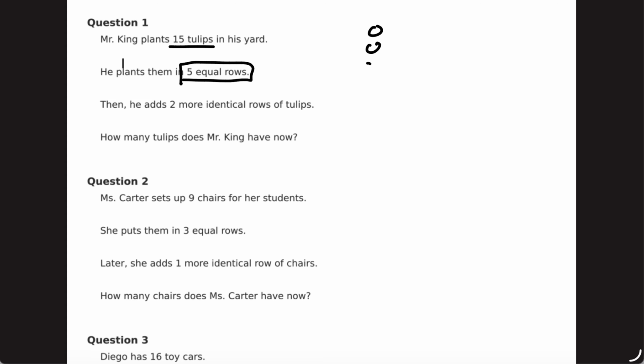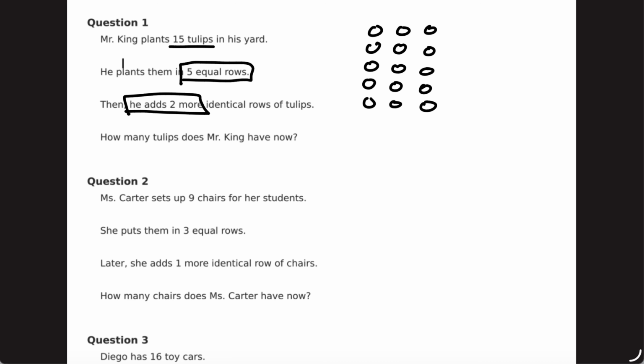1, 2, 3, 4, 5. Okay, so we have our 5 equal rows here. I'm going to make them equal. 6, 7, 8, 9, 10, 11, 12, 13, 14, and 15. So now I have my 5 rows. But then it says he adds 2 more identical rows. So I'm going to use another color to show you that. So I'm going to add 2 more rows here of the same number that I had in each.